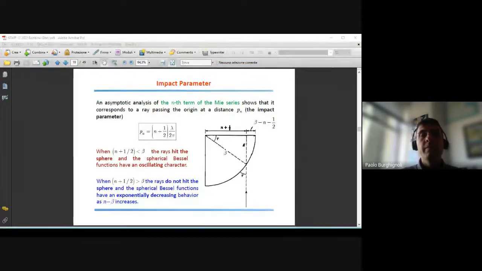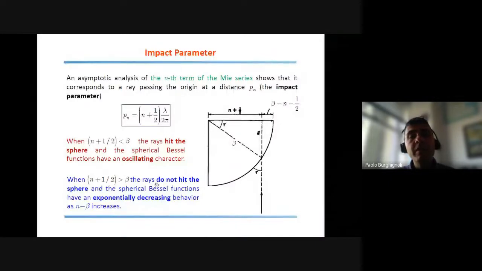Okay, here we are. The impact parameter, there is one for each of the Mie series terms, will depend on the index n, and so it's growing with n. For small values of n, the rays will pass close to the origin of the sphere, whereas by increasing n, the rays will be farther and farther displaced from the origin of the sphere up to a point when they do not hit the sphere anymore.